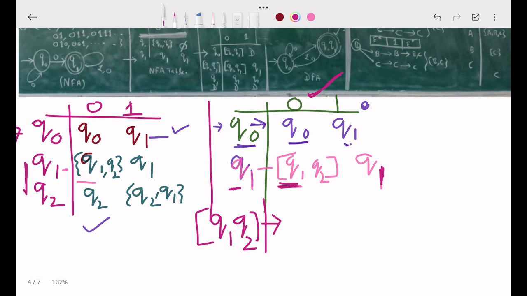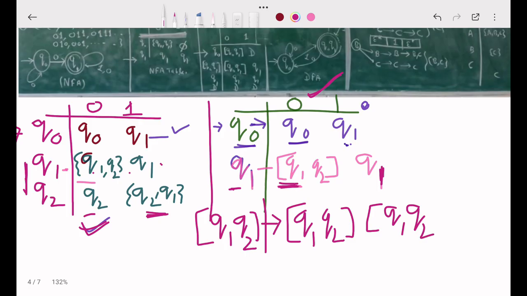Q1 and Q2 in this table, I am going to Q1, Q2 and Q2, and the union of Q1, Q2. So I will write Q1, Q2 as a single state. Okay, done. Now for Q1, Q2, again I will check this table. I am going to Q1 and Q2, Q1. So both union is equal to Q1 and Q2. This is a newly generated state.